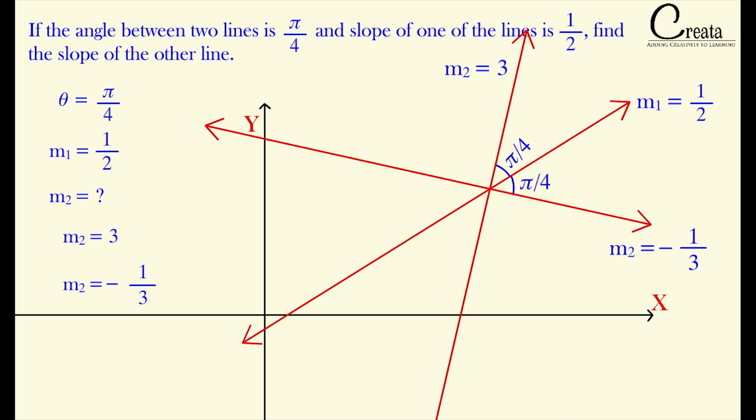Here if you observe, the slope of this line is +3, that is, it is moving in the northeast direction. And the slope of this line is -1 by 3, that is, the slope is negative, which means this line is moving in the northwest direction. Now I think you are in a better position to correlate this question with the coordinate system figure.